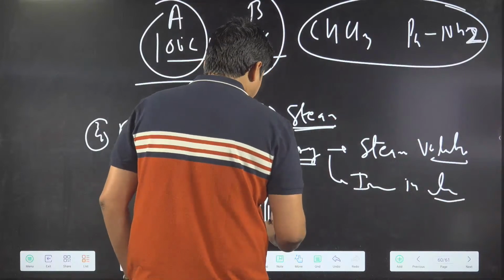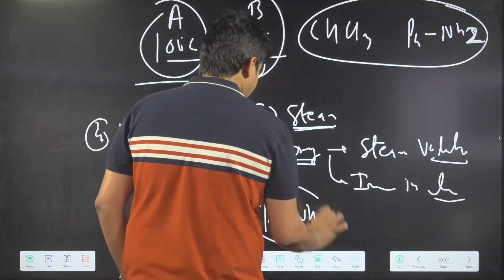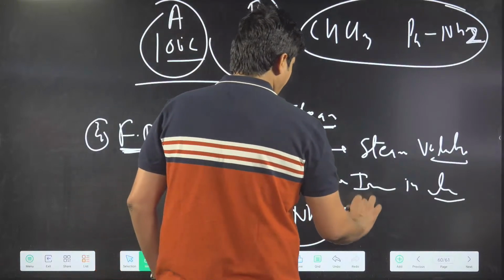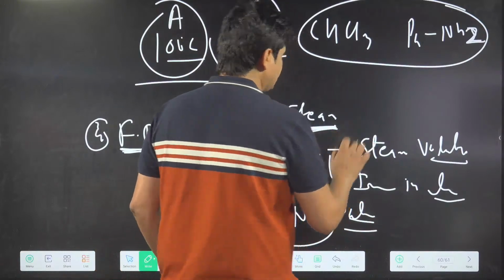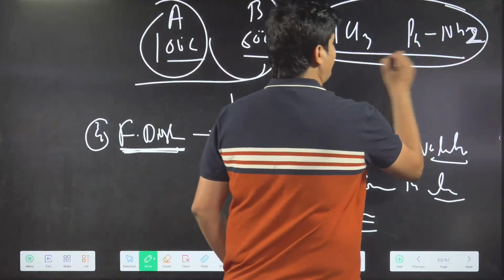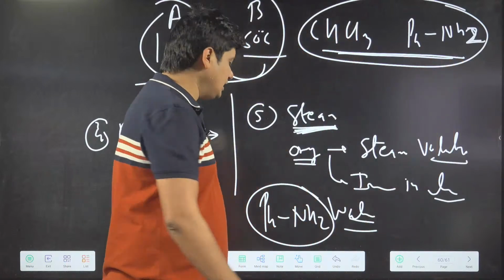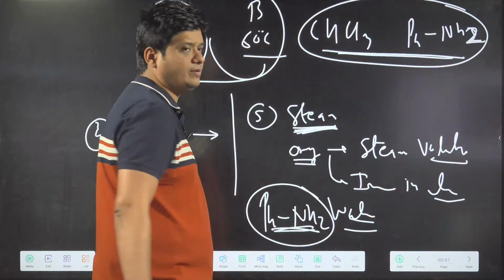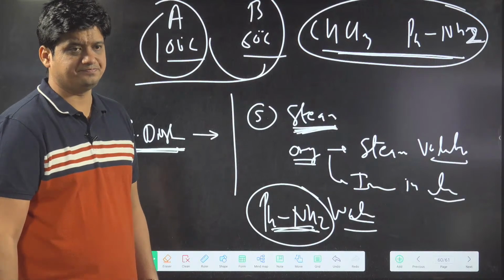Example: aniline from an aniline water mixture is separated by steam distillation. If they ask about chloroform and aniline, they are separated by simple distillation. Aniline from an aniline water mixture is separated by steam distillation.